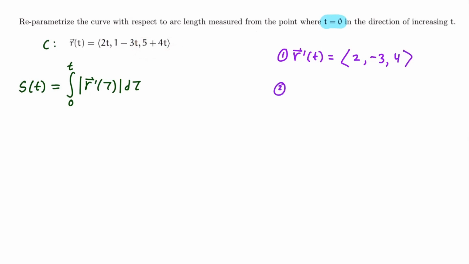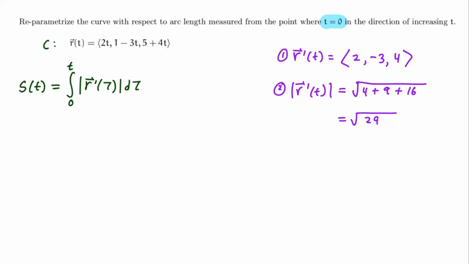And then second, we're going to compute its magnitude. So that's going to be the square root of each component squared when we add them up. So 2 squared, that's going to be 4. -3 squared, that's going to be 9. Plus 4 squared, that's 16. So we add them up, we're going to get the square root of 9 and 4, that's going to be 13, plus 16, that's going to be 29.